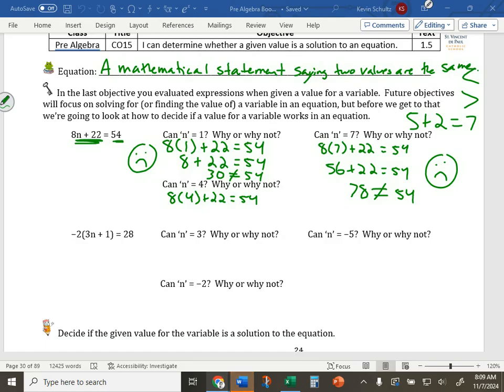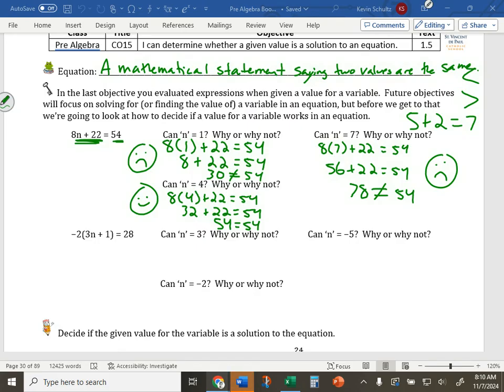Same thing, right? We're starting by plugging this in to the equation. 8 times 4 is 32. 32 plus 22 is 54. Yay! Okay? n can be 4. And in fact, n is 4.